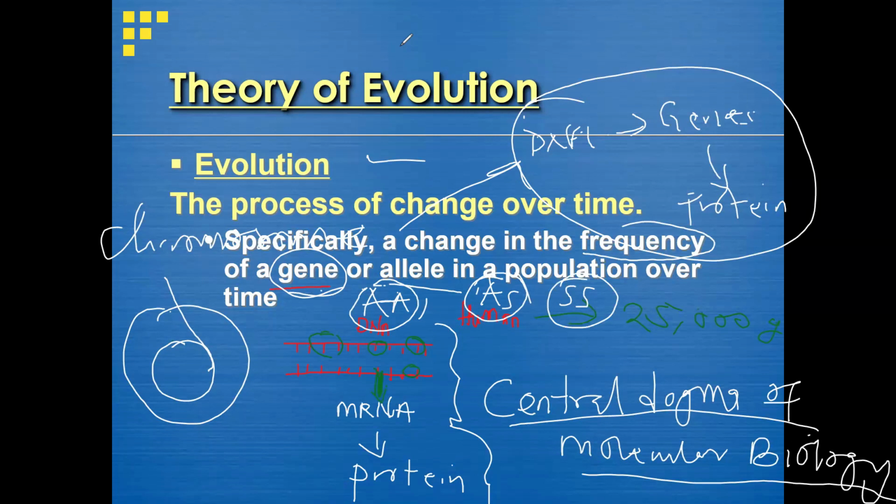So a change in the frequency of these genes or alleles in a population over time is what leads to the change in living organisms, and that was actually considered as a process of evolution.